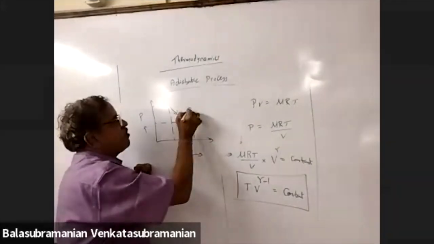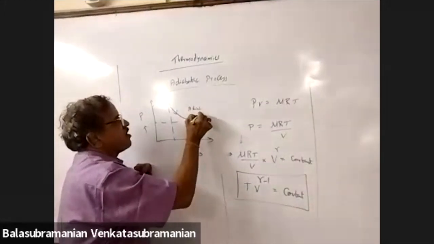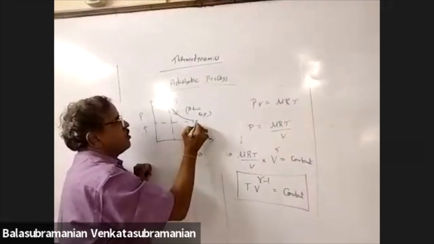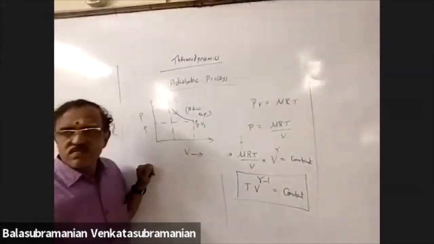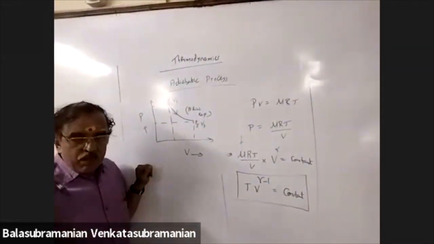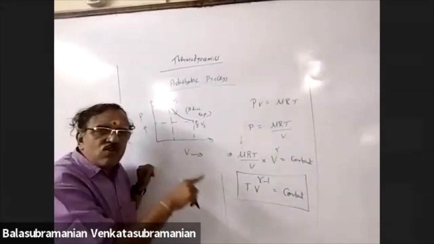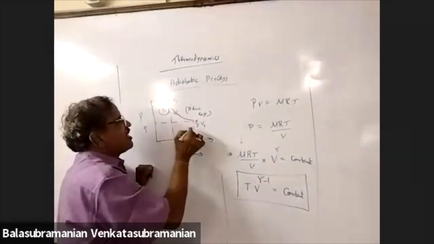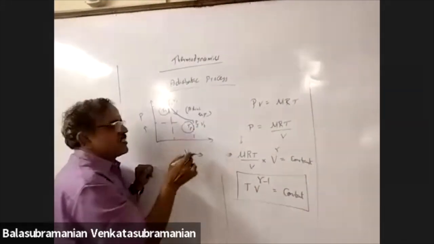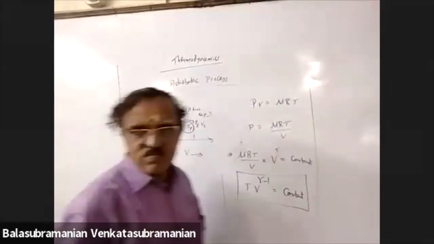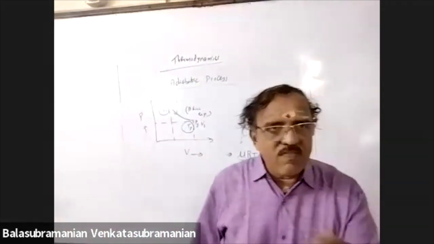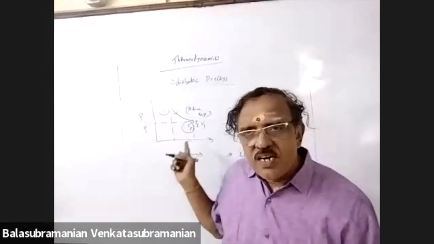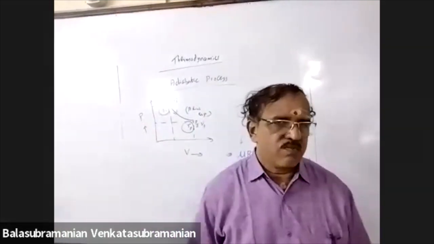This is adiabatic expansion. Pi changes to Pf. Important difference between isothermal and adiabatic: Pi, Pf, temperature is not a constant. There we have never discussed temperature because it is a constant. Here, temperature is a constant.